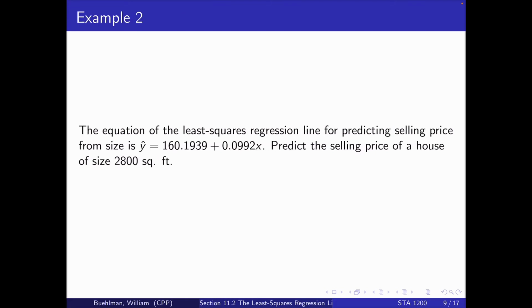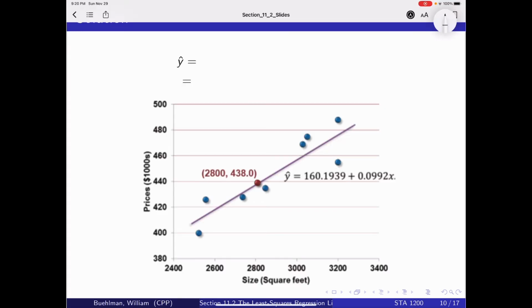Example 2. The equation of the least squares regression line for predicting sales price from size is right there, as we just found in the previous example. Predict the sales price of a home whose size is 2,800 square feet. So now we have a predictor value and we're going to figure out what the outcome value is using the least squares regression line. So we're just going to plug everything in.